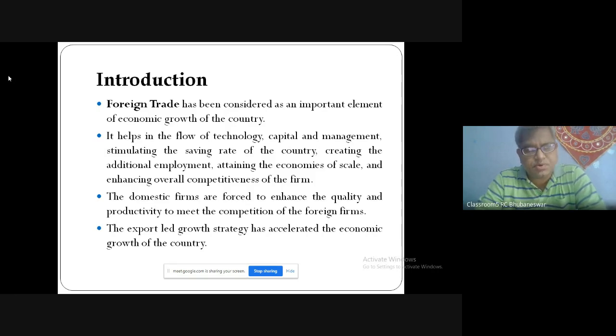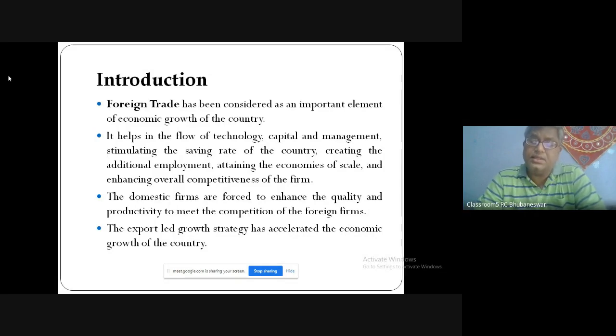You may call it exporting a particular type of goods and services, or importing a particular type of goods and services, or the flow of technology, or foreign capital investment, or stimulating the saving rates of the country. That creates opportunities for employment as well as attaining economies of scale. If you talk about economies of scale, it means producing a large number of units, and it can also evaluate the overall competitiveness of the firm.